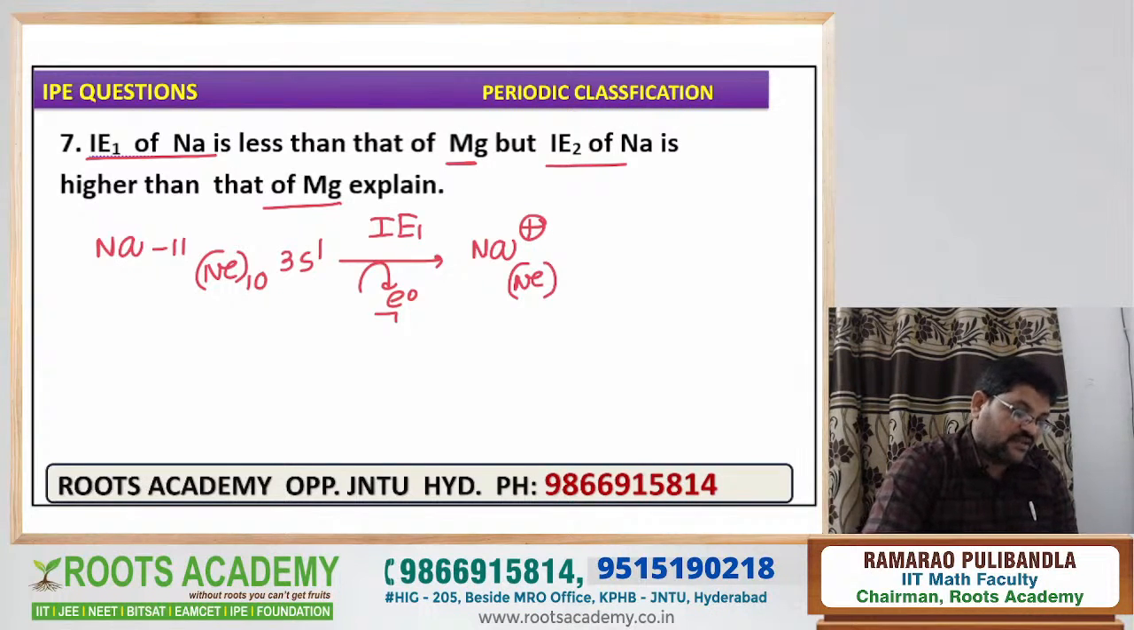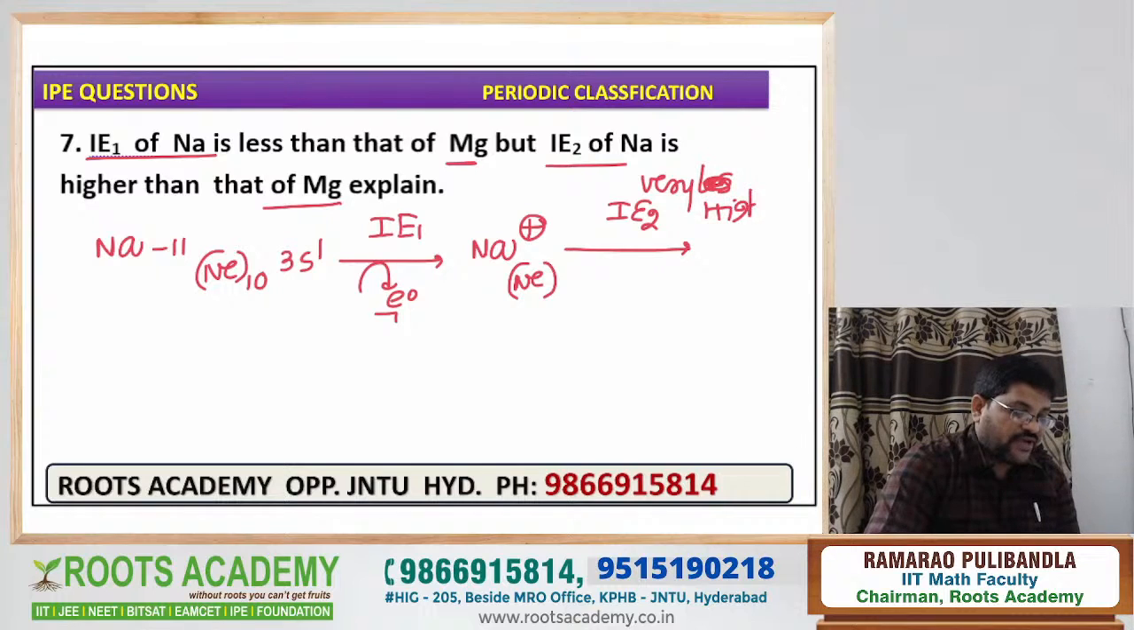But ionization energy 2 of sodium is higher than magnesium. From Na+, the ionization energy 2 is very high. Why? From Na+, ionization energy is very high.